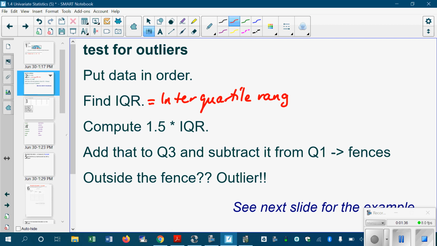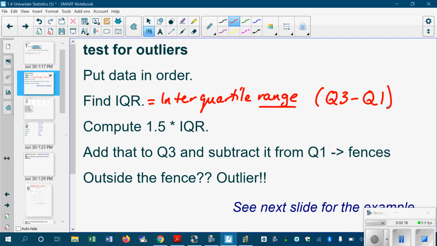And so the word range on its own would mean the highest minus the lowest. The interquartile range means quartile 3 minus quartile 1. So it's equivalent to, on a box and whisker plot, figuring out how long the box part of the box and whisker plot is without the whiskers on it, okay? Then you're going to take the interquartile range and multiply it by 1.5. You'll add that to Q3, you'll subtract it from Q1, and those two new numbers are what we would call the fences. Anything that lies outside the fence is an outlier.